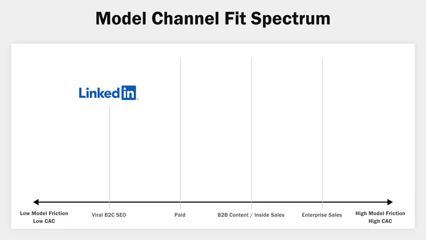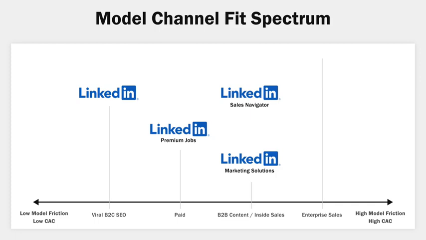But as we move across the spectrum, you can see that they layered on a product such as LinkedIn Premium Jobs. To drive users here, they use paid advertising, sometimes on their own internal paid platform or external. But over time, they've also layered on B2B and enterprise products such as Sales Navigator and their marketing solutions. And in order to drive customers here, they have to use things like inside sales, B2B content, or even enterprise sales because these products have much higher model friction. Subscription, a lot of times paying up front, much higher price point. And as a result, they use higher CAC, higher influence channels.